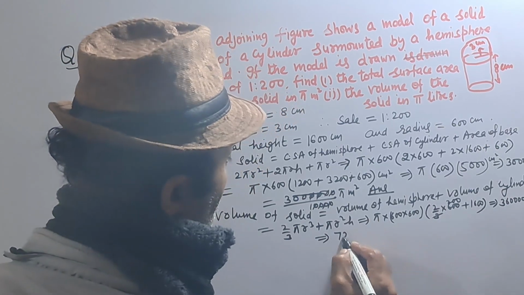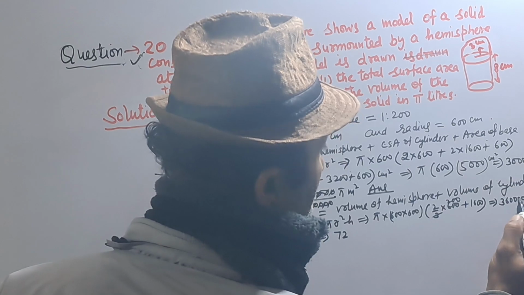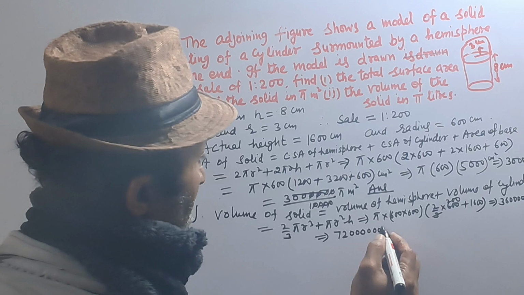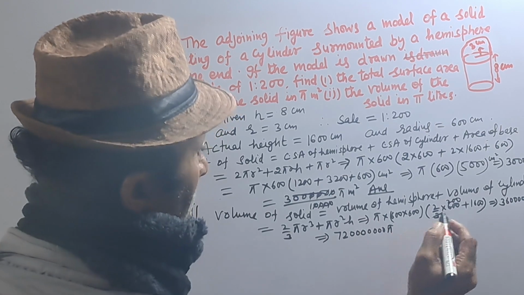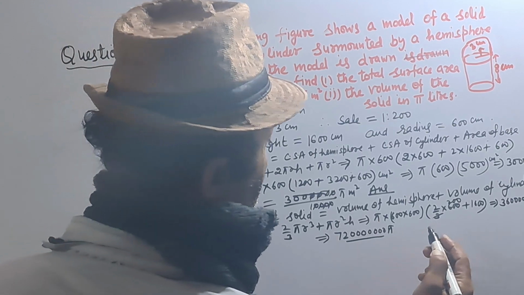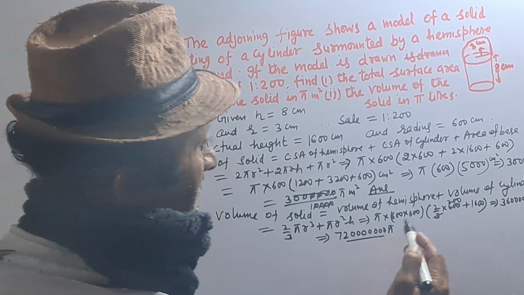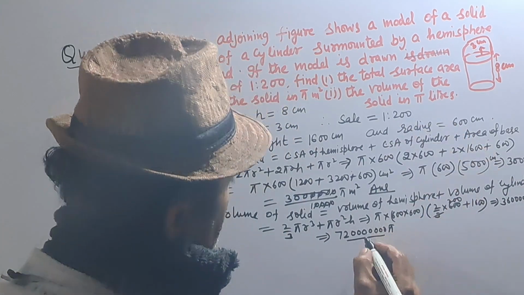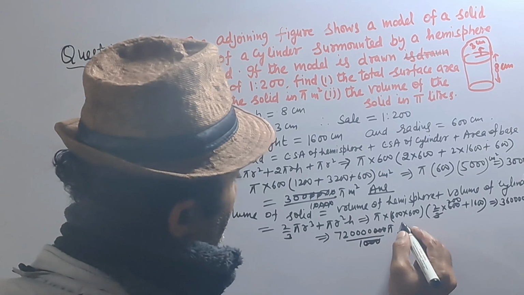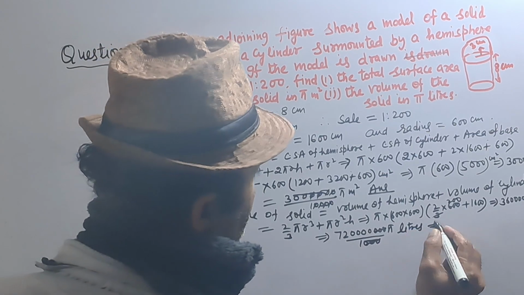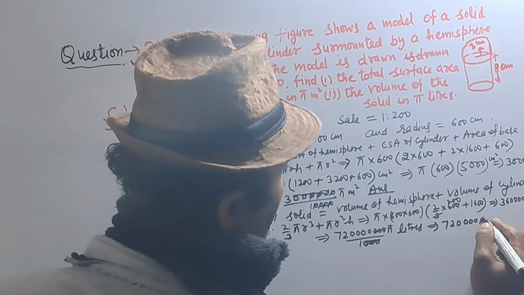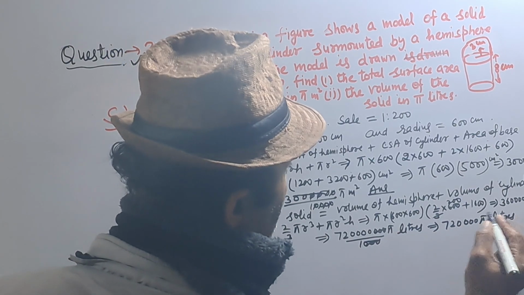Which implies 36 2s are 72, with zeros, 7 zeros, pi. And we change to liters, divided by 1000, liters, which implies 72,000 pi liters.